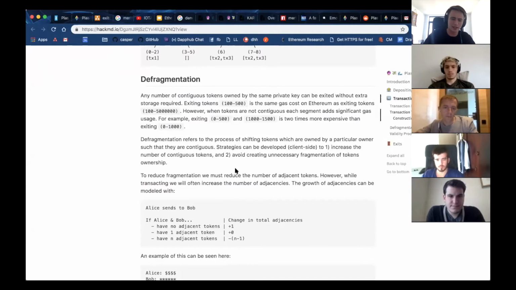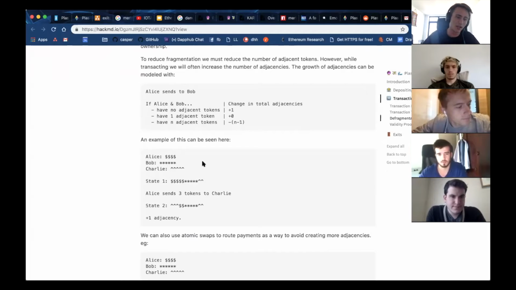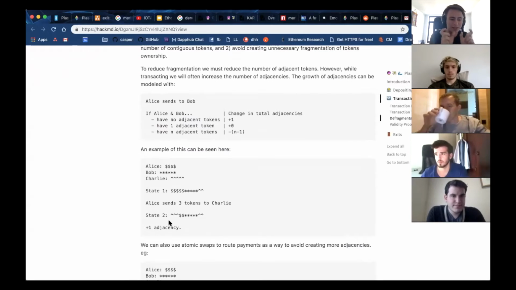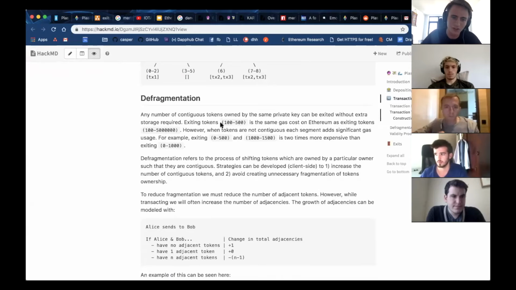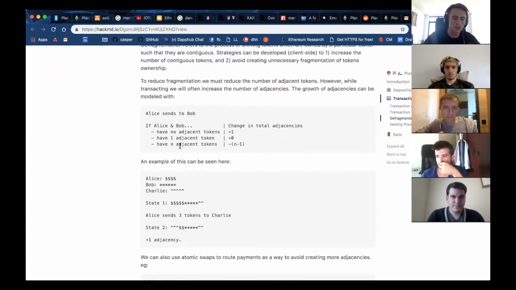Now the issue with doing these kinds of ranges is you get into the problem of defragmentation, or fragmentation actually. And this is what Vitalik talked about in his post. What this basically means is when we have a range of coins, the more we segment this range, the more expensive it gets to exit, right? I write here that the cost of exiting coins 100 through 500 is the same as exiting coins 100 through 5 million or 50 million. But the cost of exiting coins 0 through 500 and also exiting coins 1,000 through 1,500 is twice as much as exiting 0 through 1,000. So what we want is to have as many coins adjacent as possible.